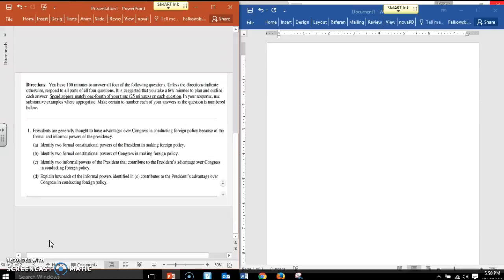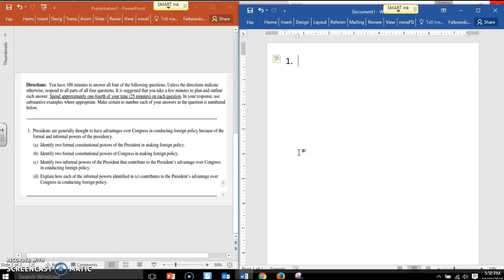Okay, so when you look at an FRQ here, of course, we're going to count the number of parts that are involved. And if we look here, you have 2, 4, 6, and then you also have 8 because you have to explain how each of the informal powers identified in Part C contribute to the President's advantage over Congress in conducting foreign policy. Now, simply numbering 1 and so on is more than enough as you're writing this; you don't necessarily need to put A, B, C, or D.